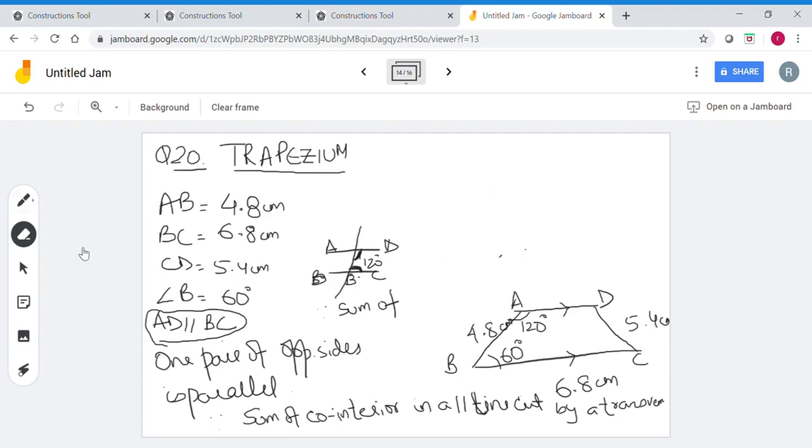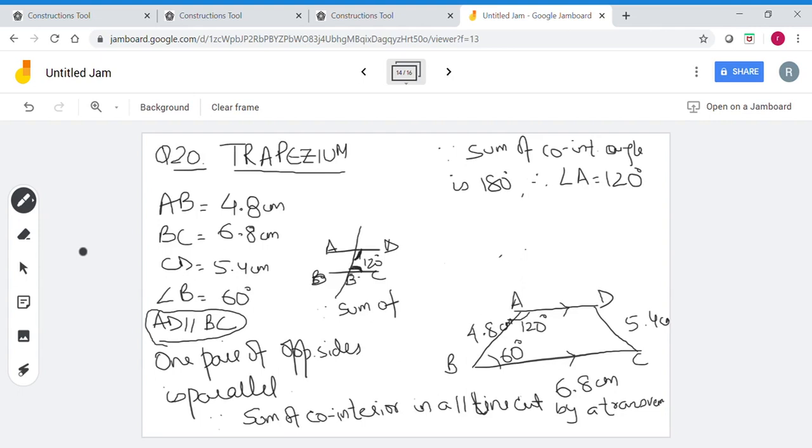Perfect. So let's start writing. Since the sum of co-interior angles is 180 degrees, therefore angle A is equal to 120 degrees. So now let's do this construction. How will we construct? First we will draw BC, done, at which I'll make an angle of 60 degrees, done. I need to find A.